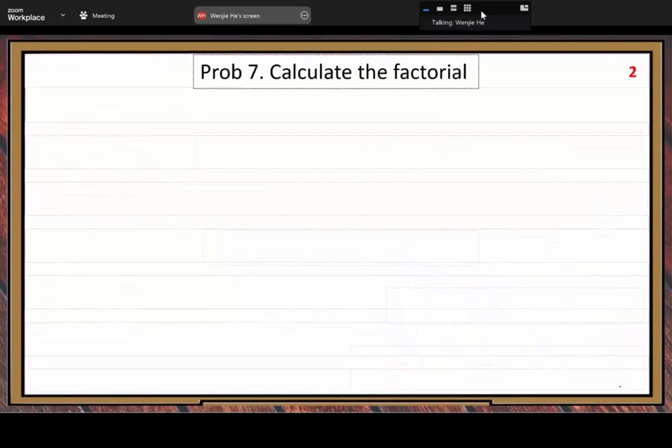Now we want to learn recursive thinking. I want to use a simple concrete question to show you how to apply recursive thinking to solve a simple computing problem. Problem number 7: calculate the factorial. Given a non-negative integer n, find its factorial.